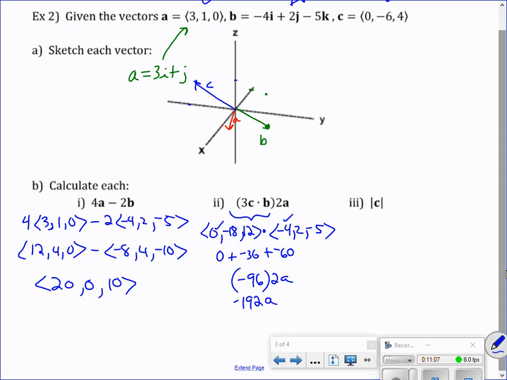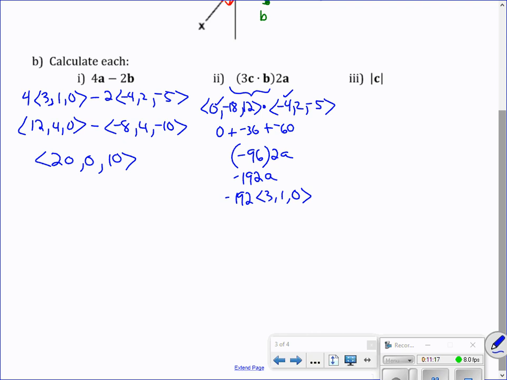All right, well, that's gross. I didn't think about this very good. So I have negative 192, and then vector a is 3, 1, 0. So that's not that bad. But 192 times 3 is 576. So I get negative 576, negative 192, 0 for my final answer there. So usually it won't be that bad.